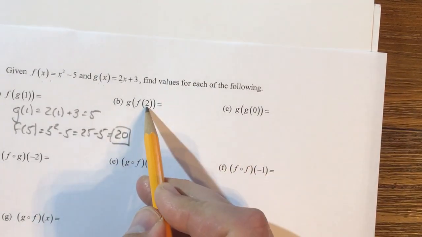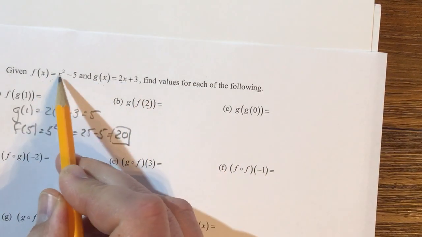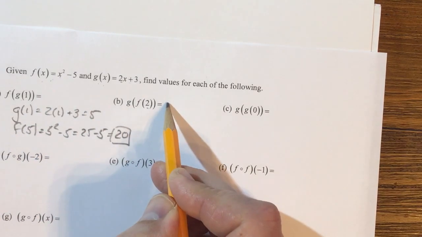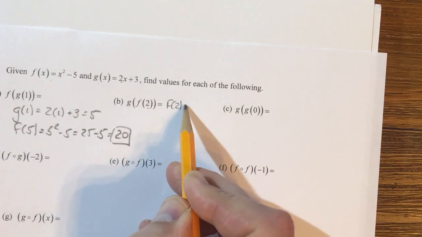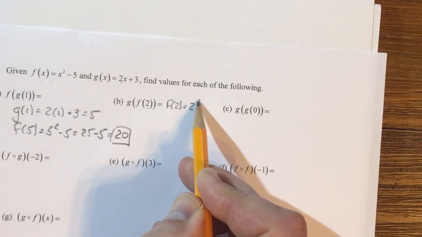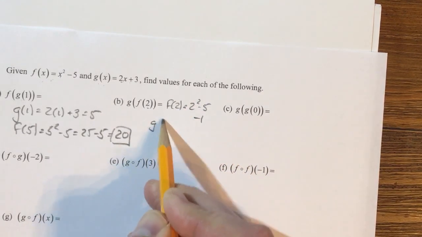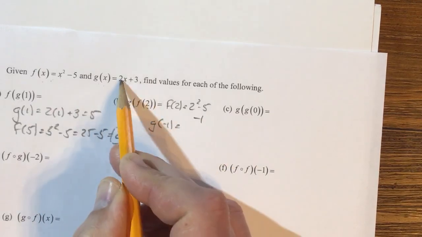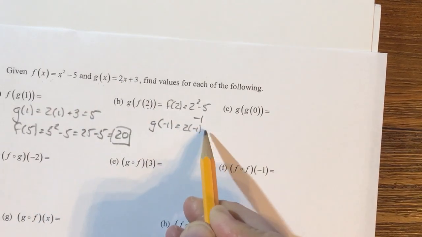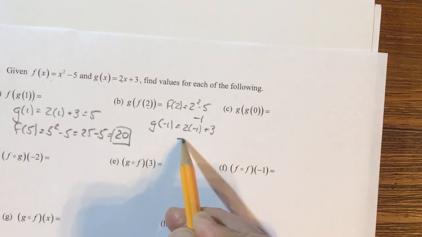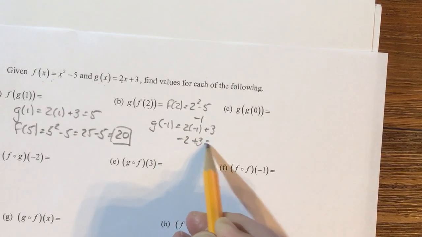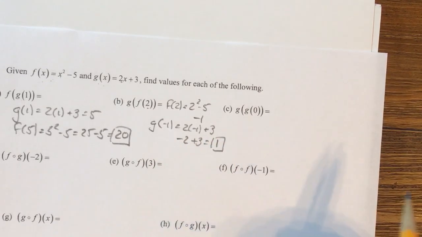Okay. Put 2 into the f function, so why don't I do it right here? F of 2 would be 2 squared, take away 5, that gives me -1, and now put that into the g function. So 2 times -1 plus 3, -2 plus 3 gives me output of 1.